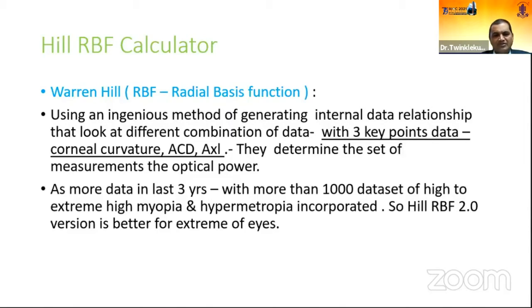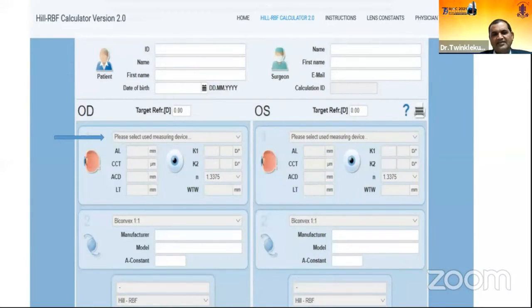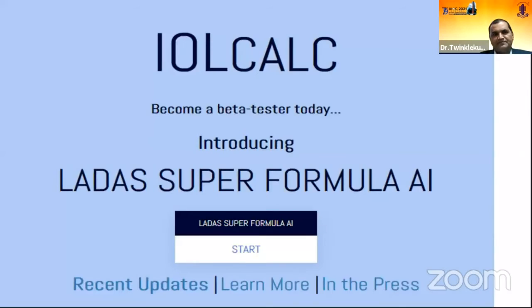Hill-RBF 3.0 was recently introduced in one paper in the last JCRS, but we are still waiting for the newer version of Hill-RBF 3.0. And this is the way the presentation comes on the screen when you are entering the data. But now, rather than only the Lenstar, he has incorporated further devices, but only optical biometry. The Hill-RBF calculator works only with optical biometry. So for that you have to keep this in mind.